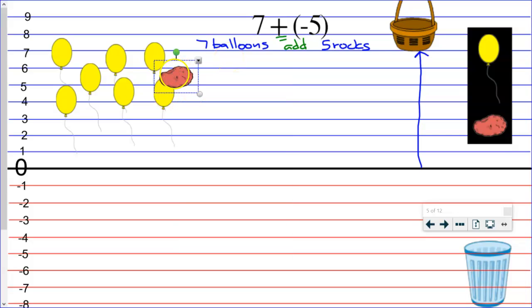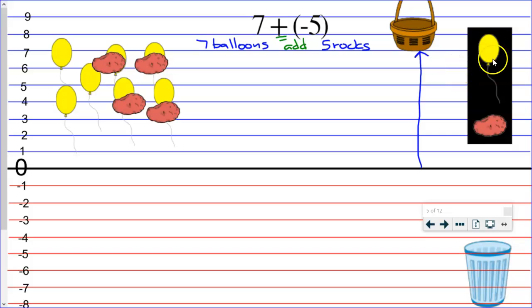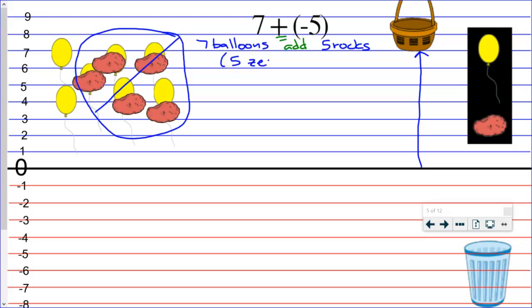There's that first rock. Look at where I put the rock. I put it on a balloon. Why? Because what's happening with that rock and balloon now together, Caitlin? It's making a 0 pair, exactly. So here's the second rock, third rock, fourth rock, and fifth rock. So look at what I created here. 5 0 pairs and 2 extra balloons. Let's write that down. 7 balloons, add 5 rocks. We end up with 5 0 pairs and an extra 2 balloons.